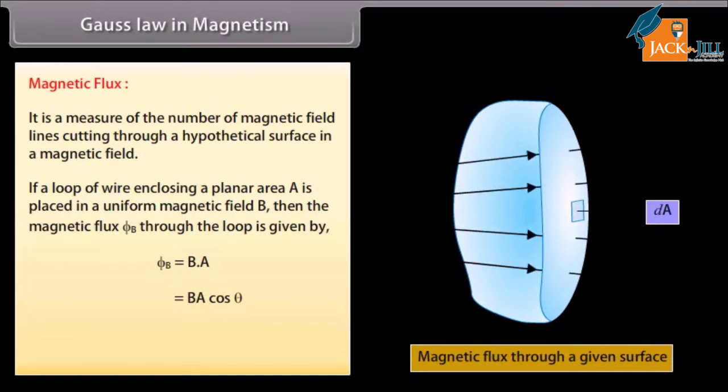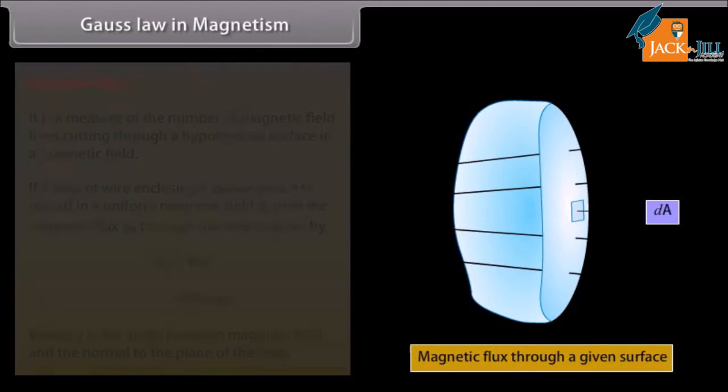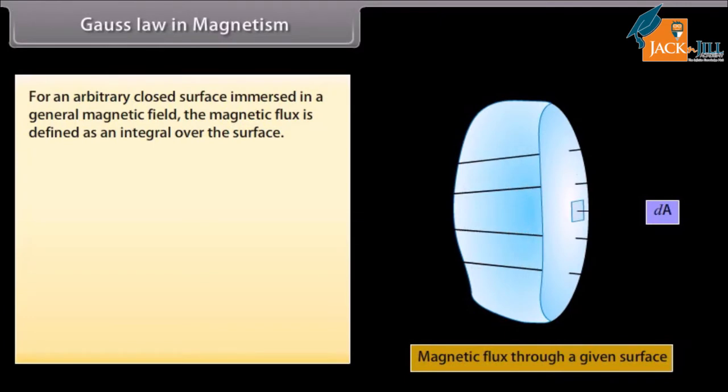which is equal to BA cos theta, where theta is the angle between the magnetic field and the normal to the plane of the loop. For an arbitrary closed surface immersed in a general magnetic field, the magnetic flux is defined as an integral over the surface. Phi B is equal to the closed integral of B dot dA.